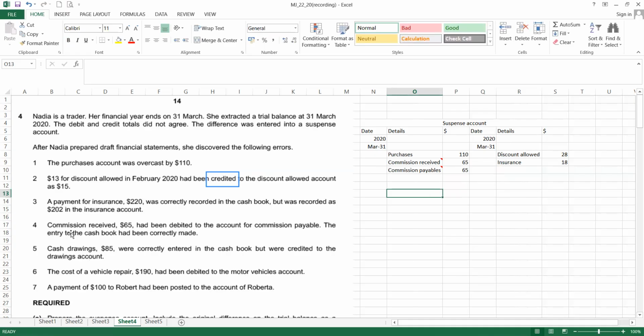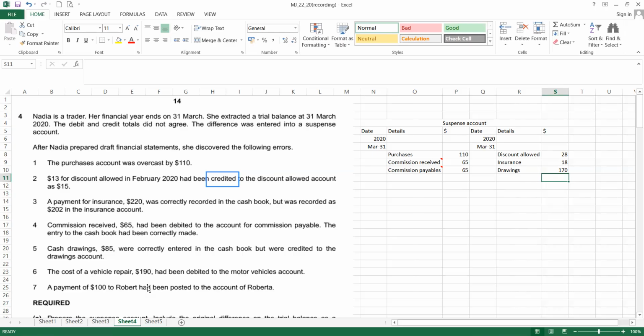Now, information 5, cash drawings of 85 was correctly entered in the cash book, but credited to the drawings account. Drawings should be debited, but we credited it. So now we have to double up the amount. Debit drawings and credit suspense. So credit suspense, but this amount must be doubled, 85 times 2, because one is to reverse, one is to put back the amount.